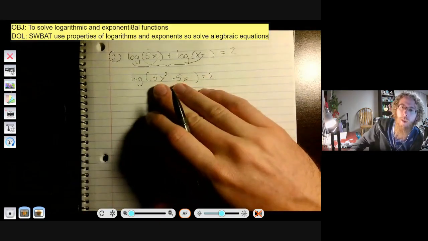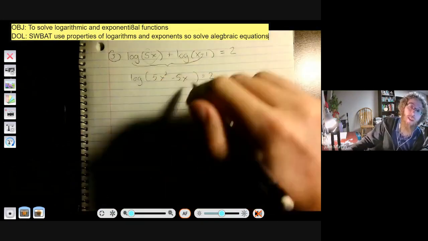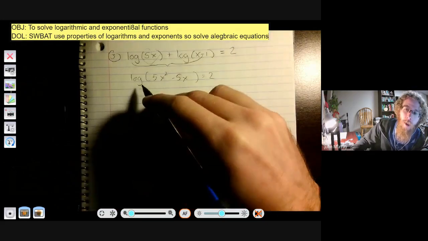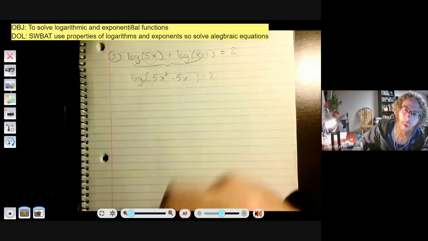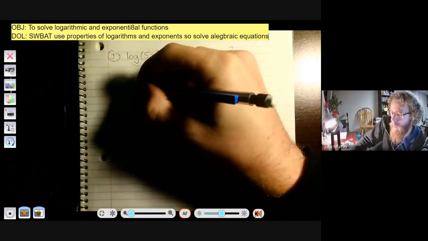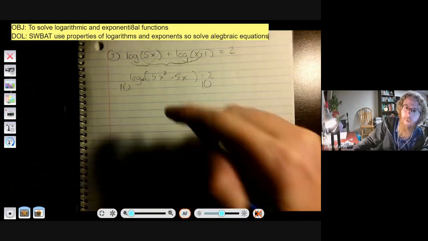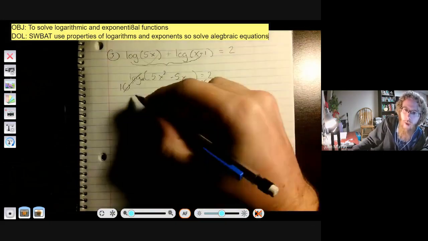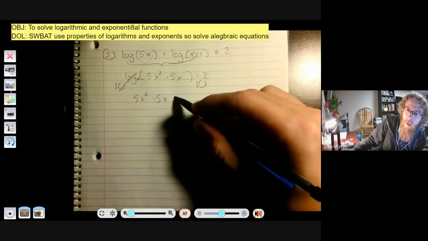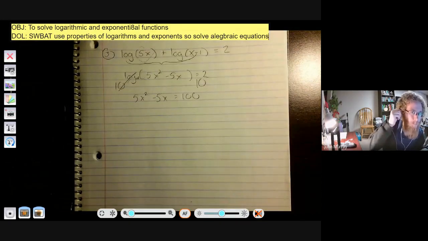Now that I have a single logarithm over here, in order to get these x's by ourselves, we have to exponentiate. I don't see a base, so that tells me that my base is going to be 10. We have that invisible 10 there. So I raise both sides, and I have a base of 10. Those will cancel out. I'm left with 5x squared minus 5x. On the right side, 10 squared is 100.